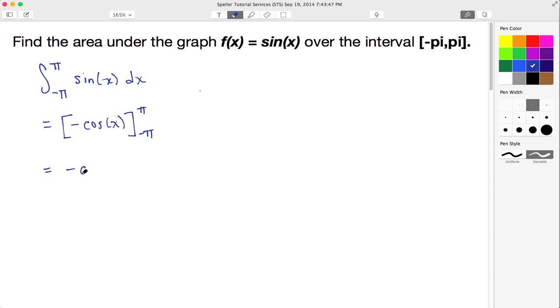So I'm going to write in negative cosine, and instead of x, I'm going to place in pi. I need to subtract those two quantities, so I'll put my minus sign here, and I'm going to use parentheses because the cosine x is actually negative. So parentheses negative cosine, and instead of x I'm going to use the lower bound of negative pi. Close the parentheses, and now let's take a brief look at the unit circle to help us evaluate the cosine at the values of pi and negative pi.